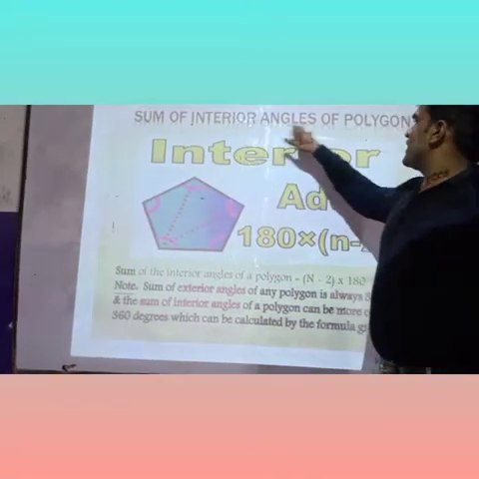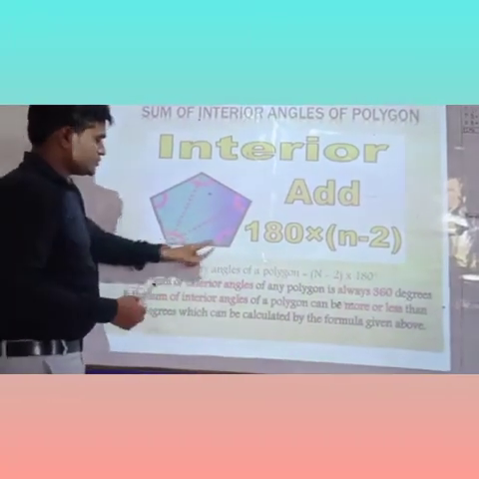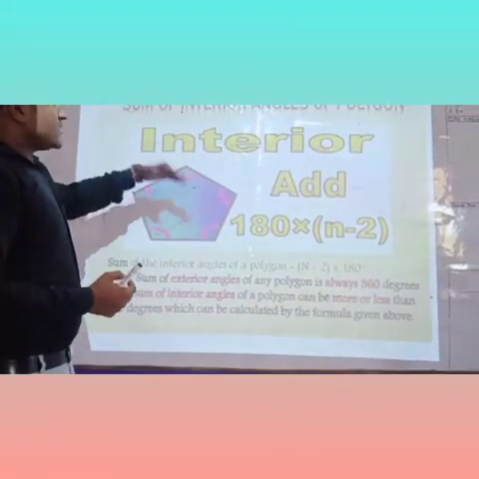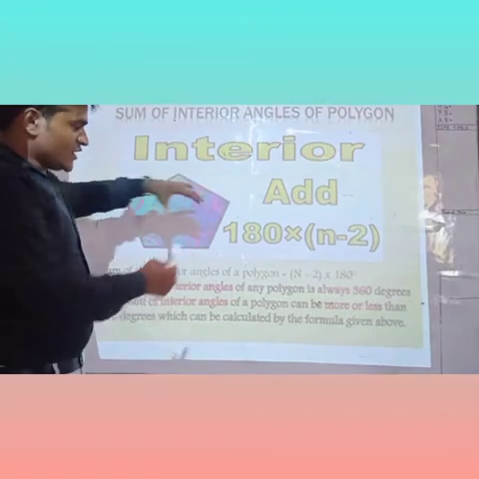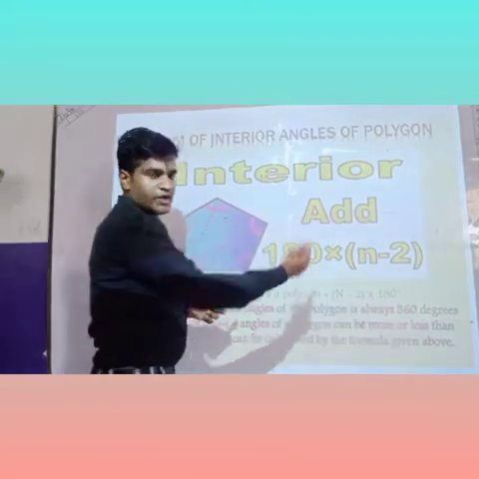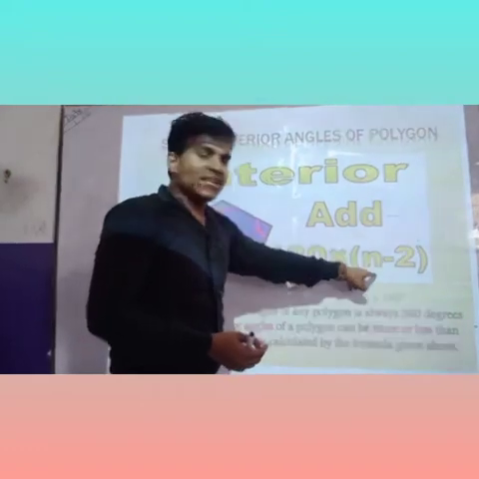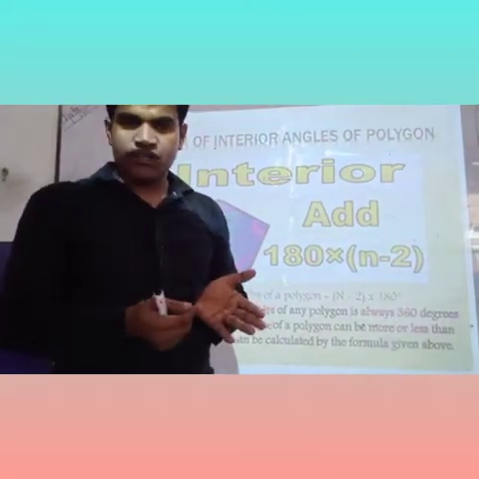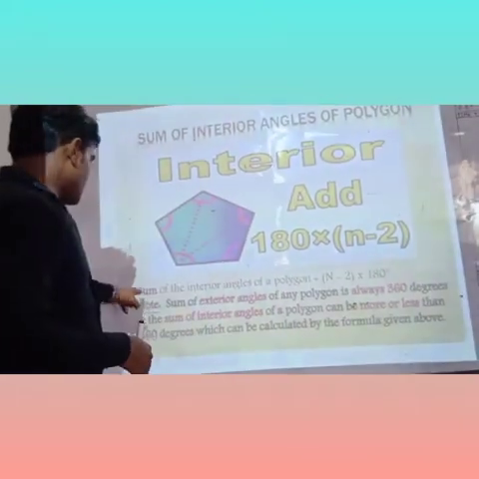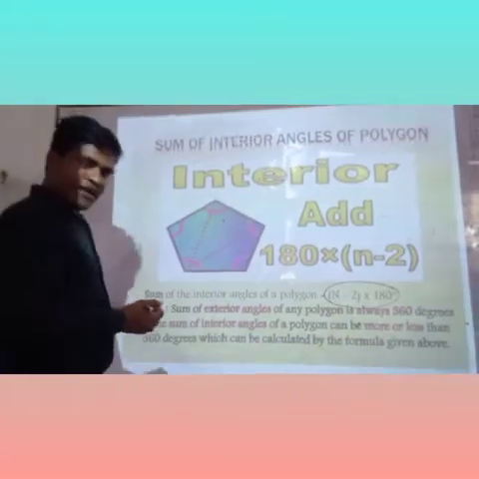Children, the sum of interior angles of a polygon. This is a polygon, and how many sides are there? 1, 2, 3, 4, 5. This is a pentagon. If there are n sides, then children, the sum of interior angles of a polygon, as we learned from the pattern in the previous slide, is (n minus 2) into 180, or you can say 180 into (n minus 2), where n is the number of sides of the polygon. Okay, so children, the sum of the interior angles of a polygon is (n minus 2) into 180 degree.